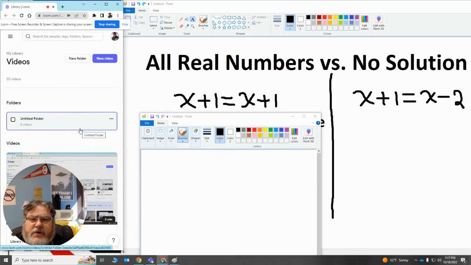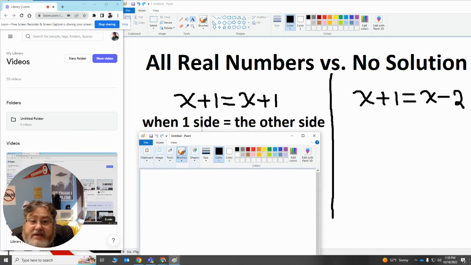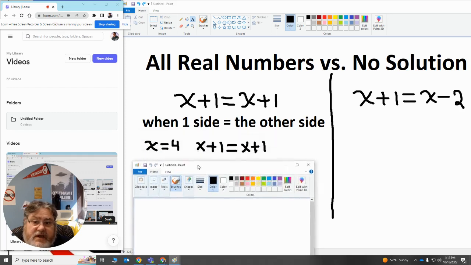Today I'm going to do a quick tutorial on all real numbers versus no solution. All real numbers, let's say we have x plus 1 equals x plus 1. Okay, so when one side equals the other side, they're all real numbers. And so let me do an example.